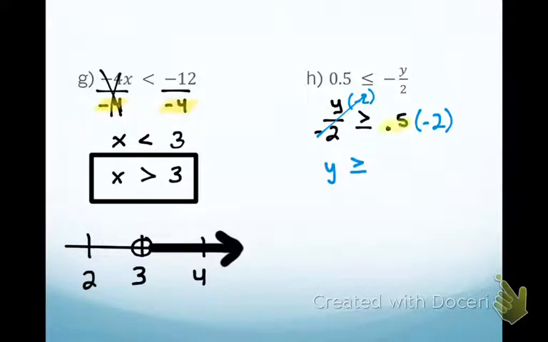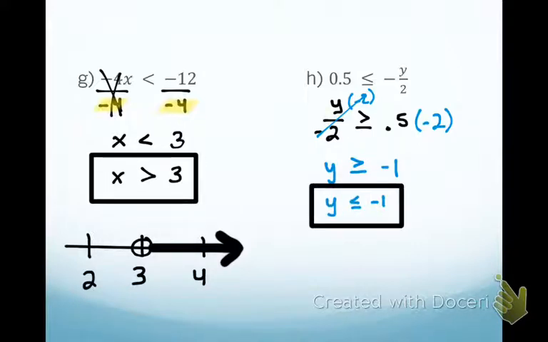Okay, now look, I have one positive and one negative. Negative 1. Do I need to flip the symbol? Yes. Why do I need to flip the symbol? Because I multiplied by a negative. The last thing I did was multiply by a negative number on both sides. So what should my final answer be, class? Y is less than or equal to negative 1.